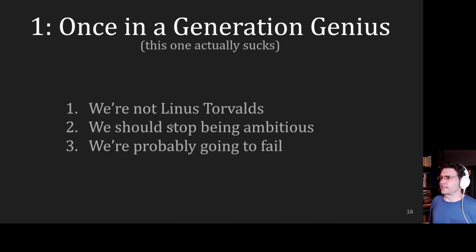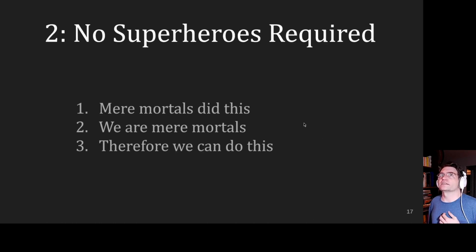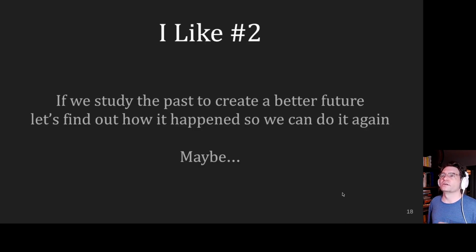And this one actually sucks because it says that there was a great and glorious thing that happened, but you can't do it because you don't have the right genes or whatever. But I'm not Linus Torvalds, you're not Linus Torvalds, so we should stop being ambitious because we're probably going to fail, and we are not that great. And there's another one, which is one I like, and it's the no superheroes required one. Using the power of syllogisms, mere mortals did this, we are mere mortals, therefore we can do it again. And take that, Socrates.